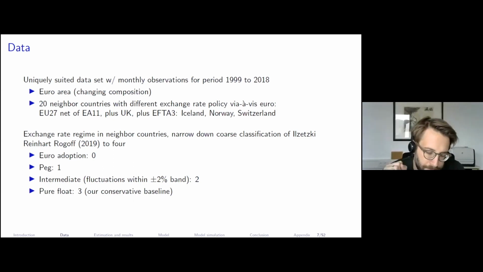Now in our baseline, we look in particular at those countries which operate a pure float. And here we mean to be conservative in the sense that under a pure float, you would expect this insulation property of the exchange rate regime to show, if at all. In that sense, we single out the pure floaters.